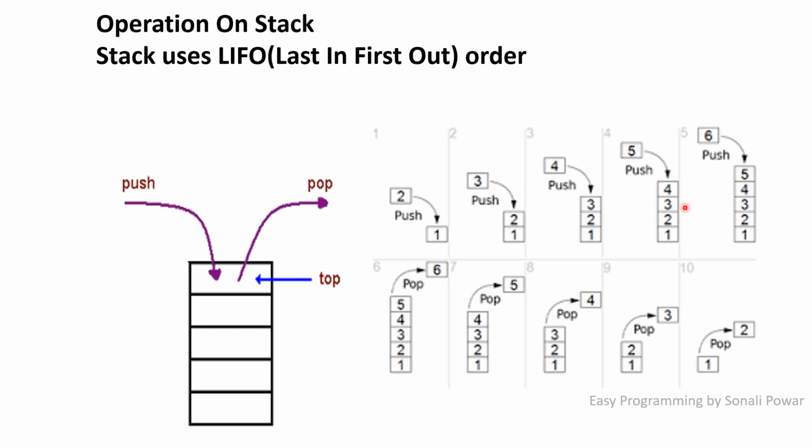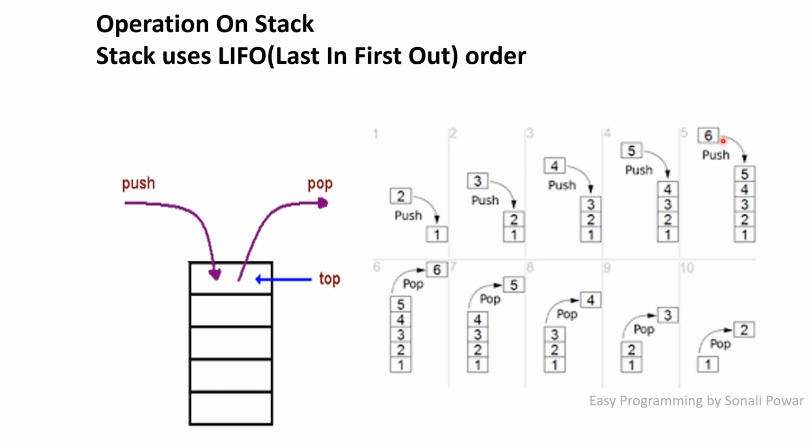So when you insert an element, it will be inserted at the top end only. Suppose I am inserting 5, it will not be inserted at the bottom or in the middle. It will be inserted at the top end only. So you can say this is the resultant stack.